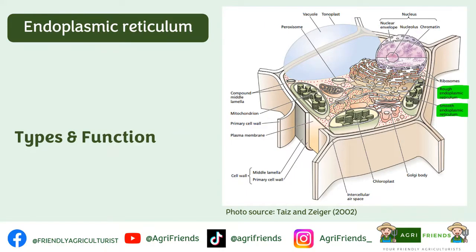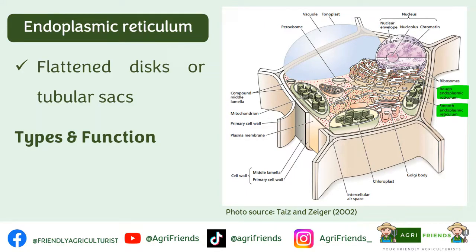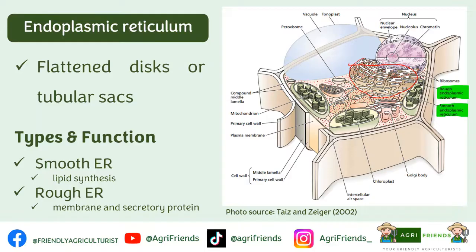Endoplasmic reticulum is the flattened disc or tubular sac. So these are the endoplasmic reticulum. There are two types, the rough and the smooth endoplasmic reticulum. The rough endoplasmic reticulum are those with numerous ribosomes, while the smooth endoplasmic reticulum lacks ribosomes. The smooth ER is for lipid synthesis, while the rough ER is involved in the synthesis of membrane proteins and secretory proteins.